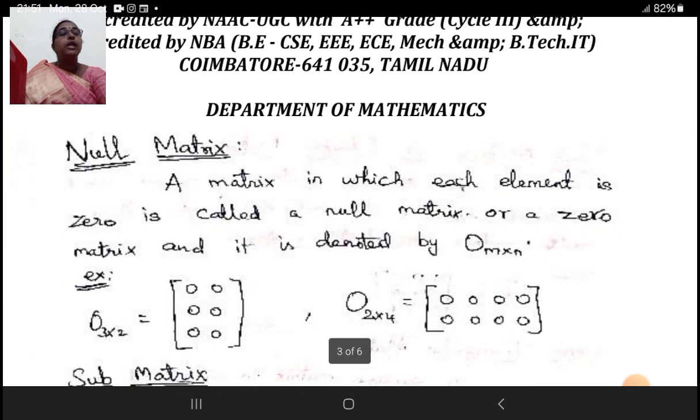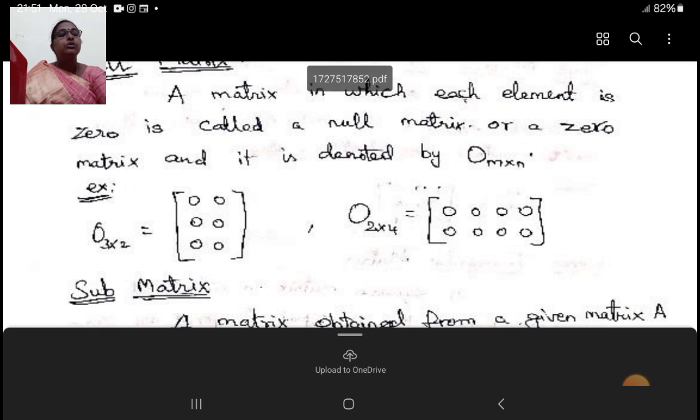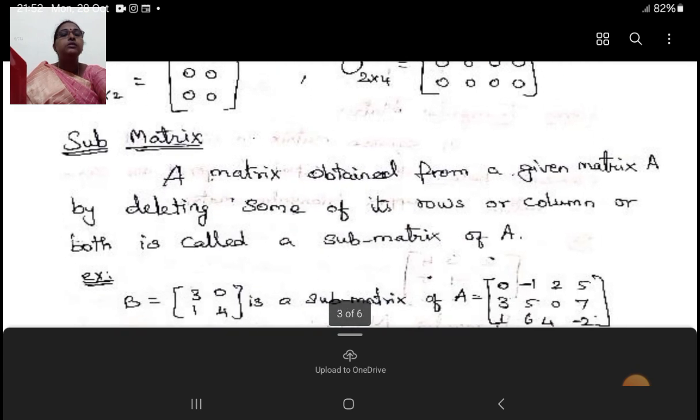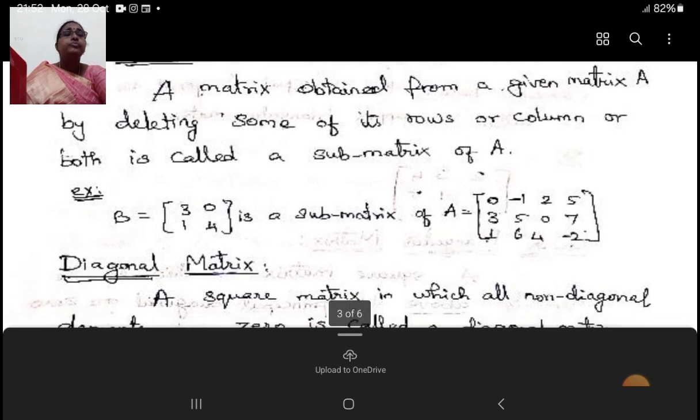Next is the null matrix. A null matrix is a matrix in which each element is 0. It is called a null matrix or a zero matrix, and it is denoted by 0 of order m cross n. And then the submatrix. A submatrix is derived from the main matrix by deleting some of its rows or columns or both.